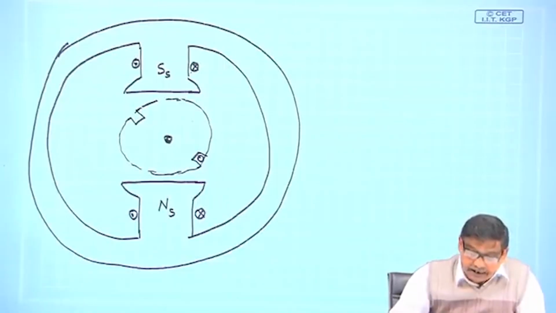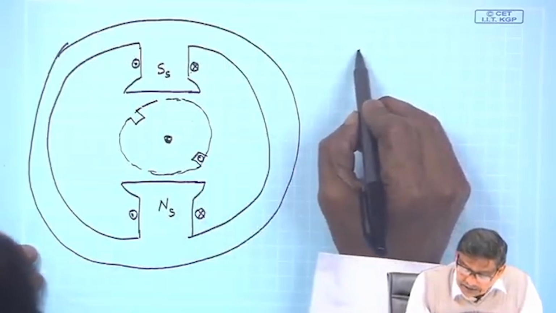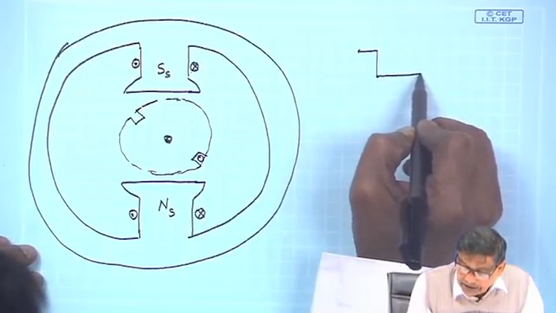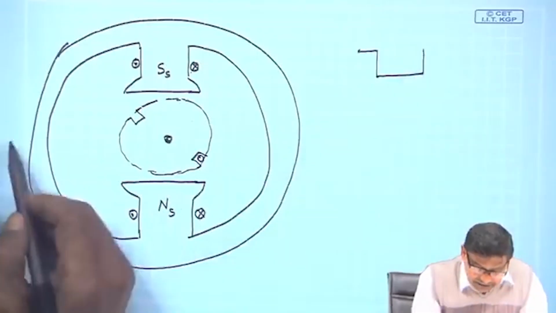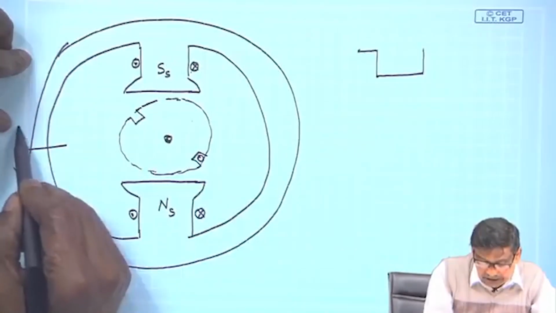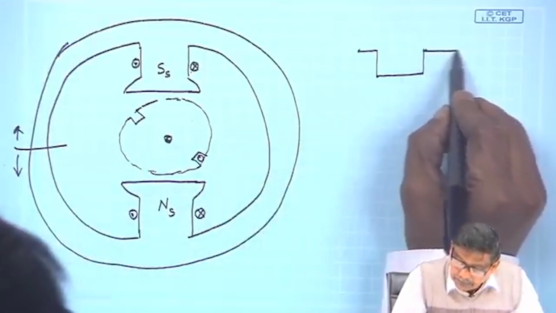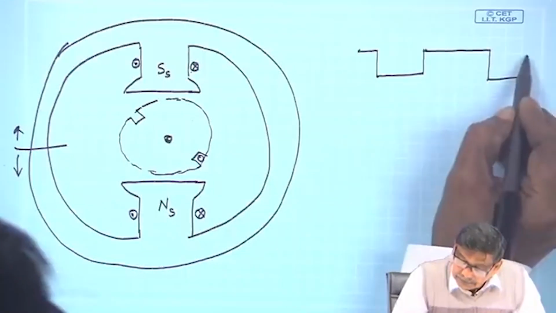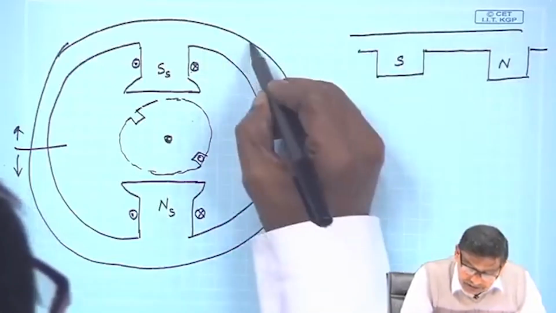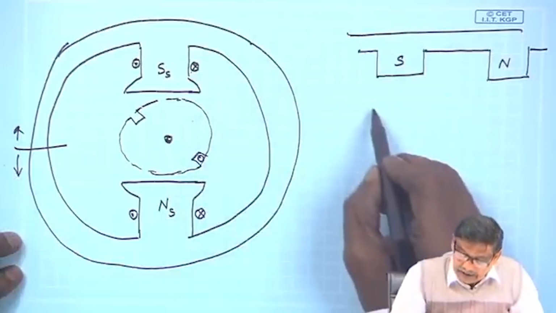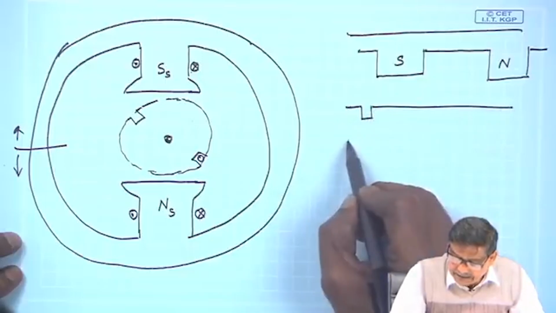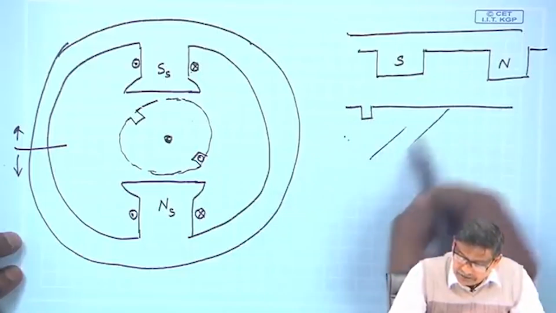The term slot pitch I have never used till now, but it is very simple. If you see the developed diagram of the machine, that is, think you have cut it and unfolded it on both sides, it will simply look like this. Suppose this is the south pole, this is the north pole, the stator iron, and in the rotor there is a single slot, and since the rotor can move, this is all iron.